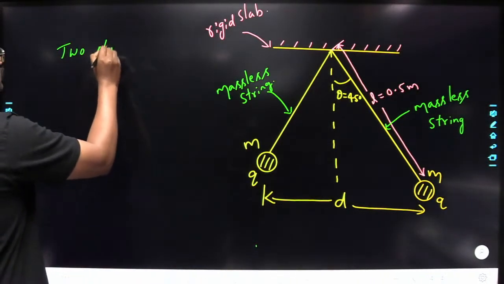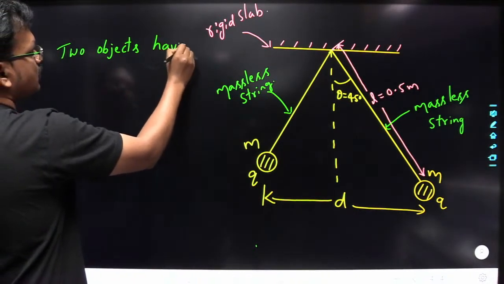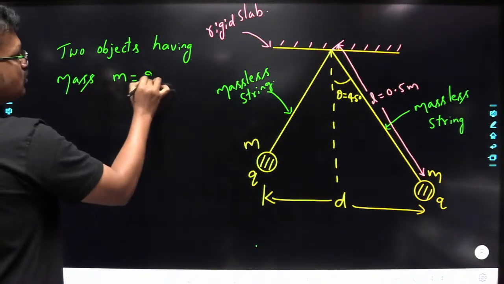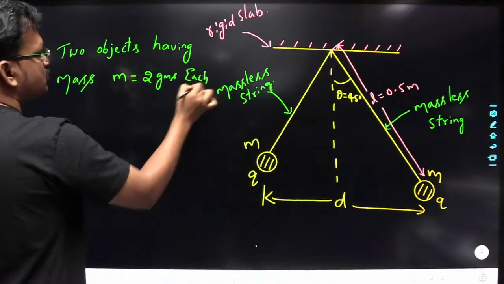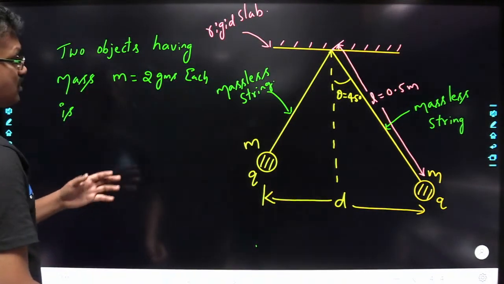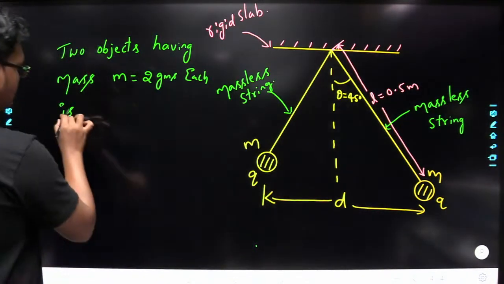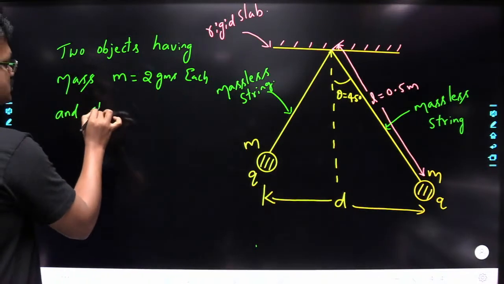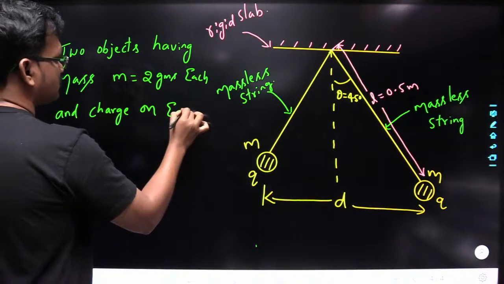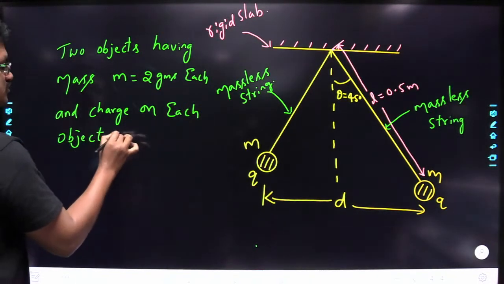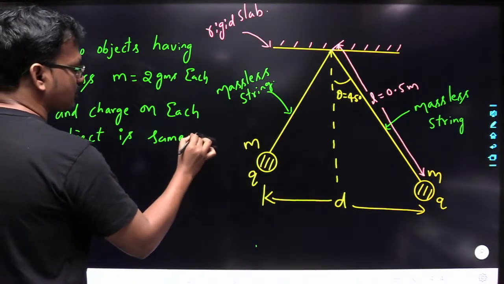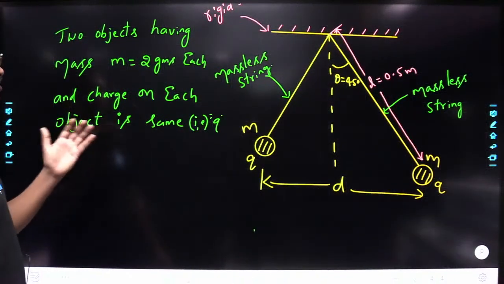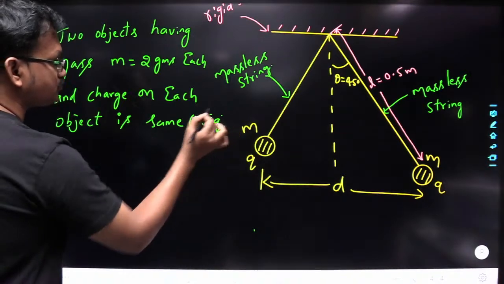Two objects having mass m equal to 2 grams each, and the charge on each object is the same, that is Q.